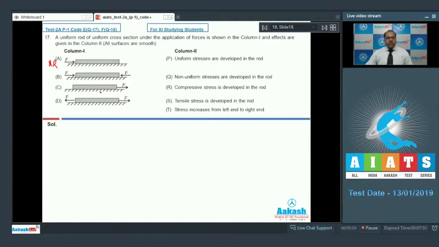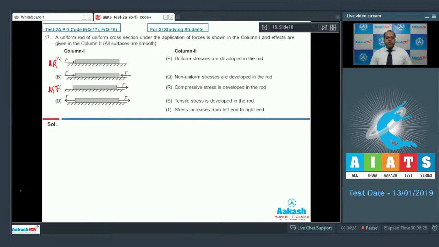A similar situation is given in entry C. If the force is applied at this position, again non-uniform stress is developed. So Q, and since the stress is tensile in nature, the correct matching will also be S. Now in this case, the stress increases from left end to right end, so entry T is also matching. So the correct matching for C is QST.